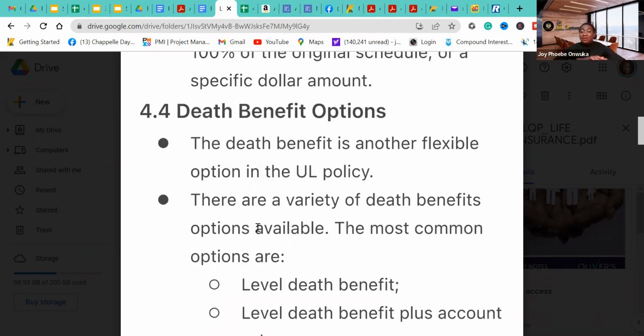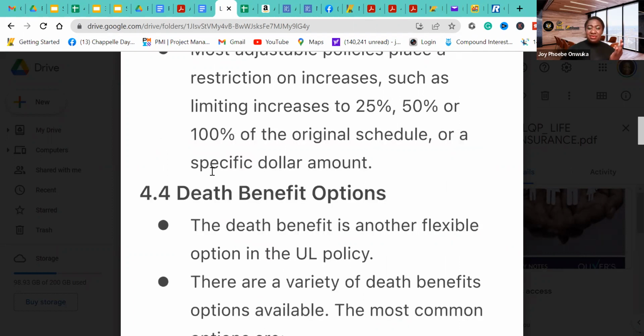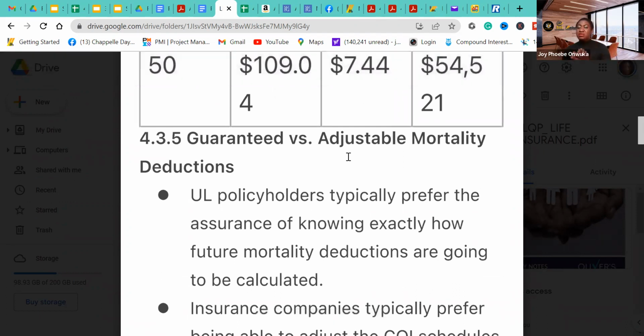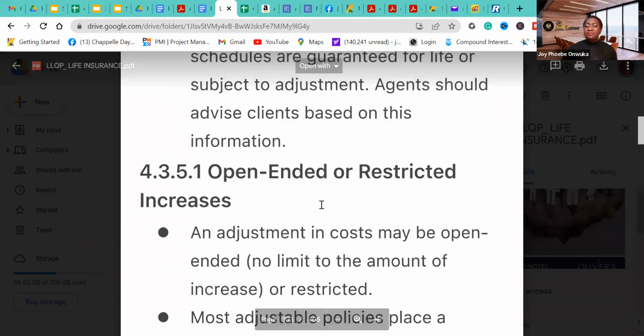All right, guys. Now, I don't want us to continue into another terrain without telling you that we've closed the curtain on cost of insurance. We've talked about the difference. I actually had this conversation a couple of days ago with one of my team members. We were looking at the different types of cost of insurance, which are YRT, level cost of insurance, and adjustable, guaranteed versus adjustable mortality deductions. Those are the three ways we can specify cost of insurance.